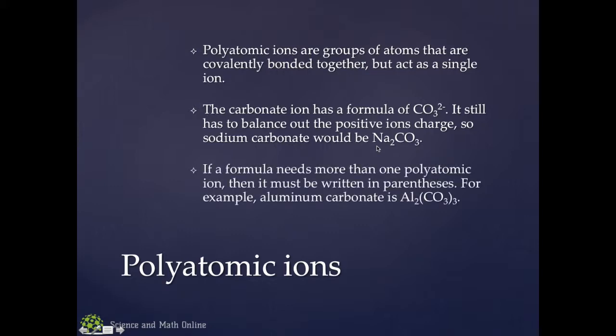Now, the question is, what do you do when you need more than one of them? Because you can't change the formula. Then you've got to write it in parentheses. So for example, aluminum carbonate. Aluminum had a 3+ charge. Carbonate had a 2- charge, so the 2 comes down, and this 3 goes over here.